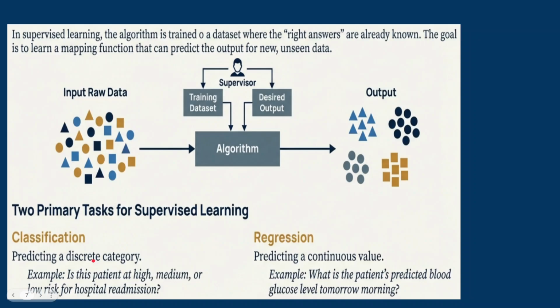Yes or no, high, medium, or low risk. That is an example for a patient hospital readmission. If the patient is in the high risk, again we have to readmit the patient for treatment. If the patient is in the low risk, we can leave them and we can have some follow-up care at home itself. So that is the classification based upon the discrete category.